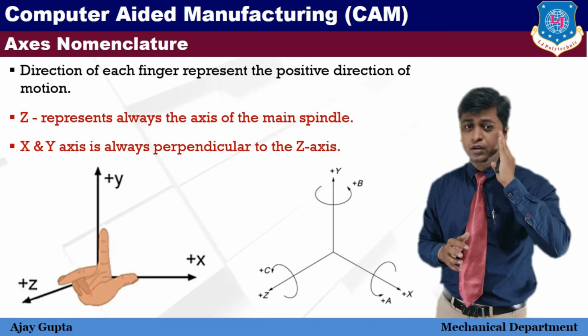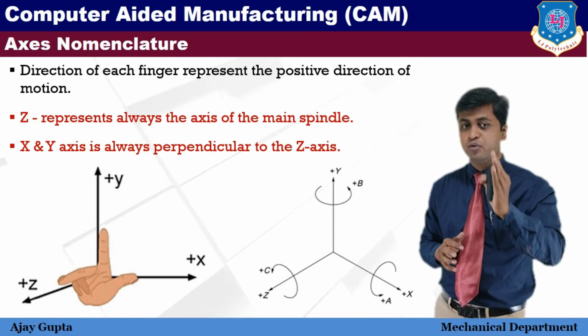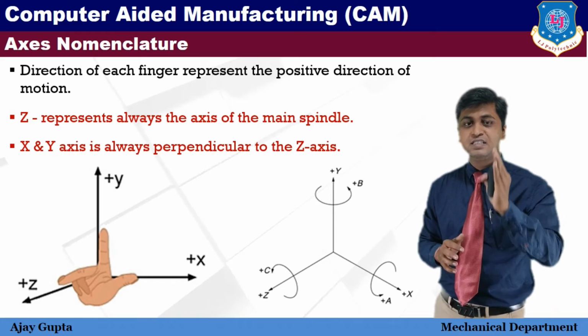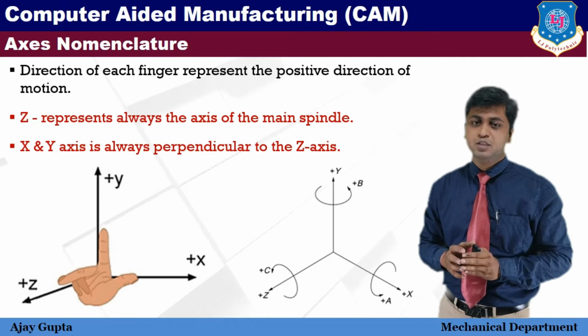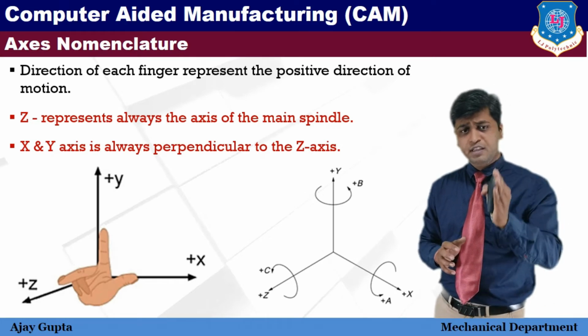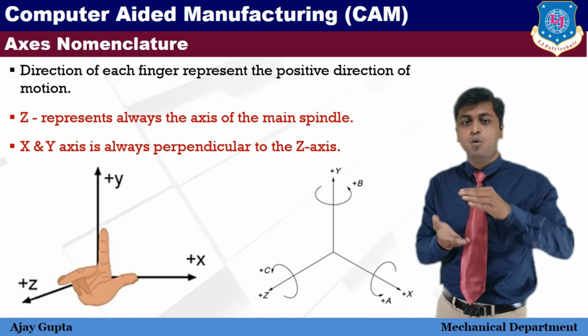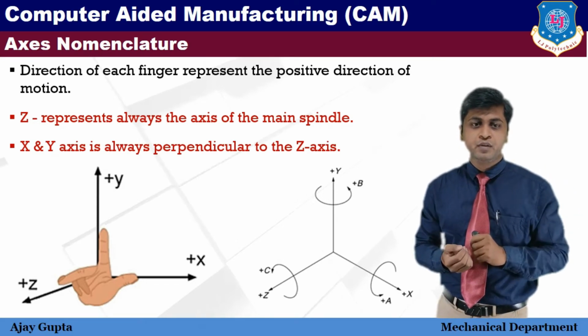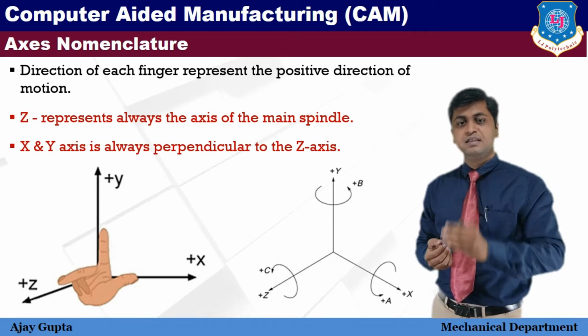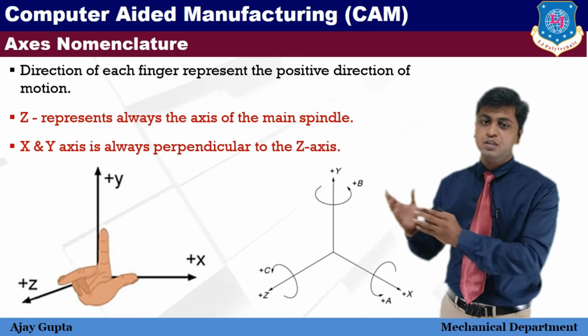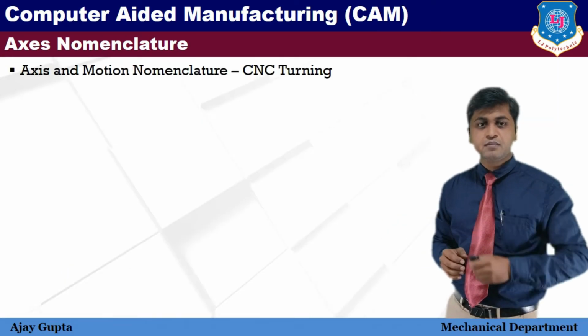Friends, here is one important point that you have to remember: the z axis is always parallel to the spindle axis. In the motion, the positive z direction increases the clearance between the work surface and the tool holder, and the x and y axes are determined with reference to the z axis.